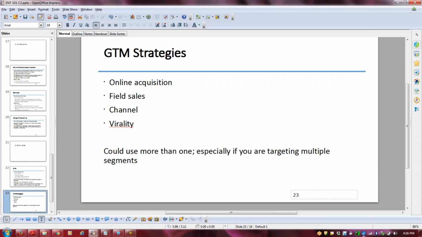Then finally you have the go-to-market strategy, where you have to say how exactly you will acquire the customer. Whether it's online acquisition, or offline modes like field sales where you have your own sales force, or through different channels and partnerships, or virally like Facebook or WhatsApp. Okay. So these are the concepts.